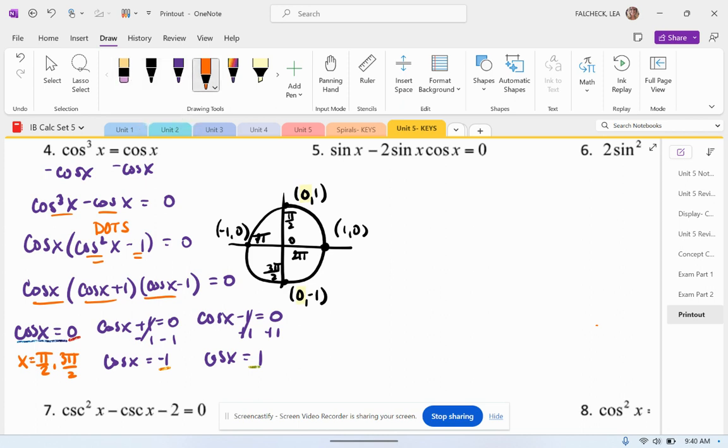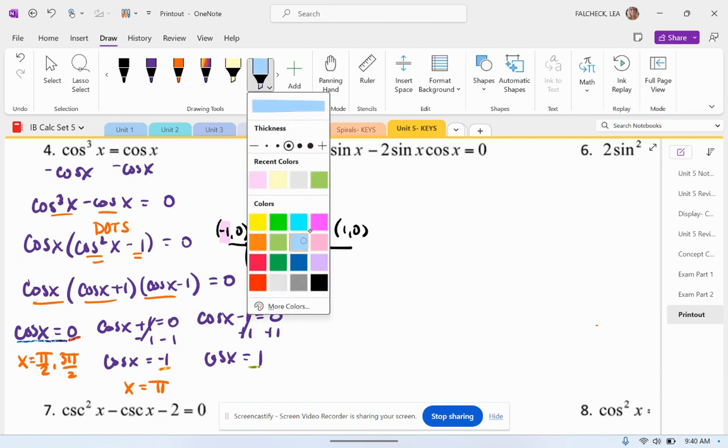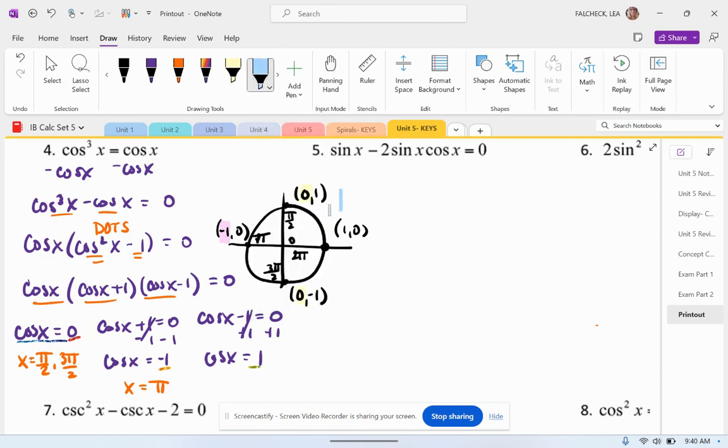Cosine x equals negative 1. So now I'm looking for where the x coordinate is negative 1, and that's going to happen at pi. All right. And then let's look for where the cosine of x is equal to 1. I need another highlighter, sorry. Cosine x equals 1 is going to happen at 0 and 2 pi.